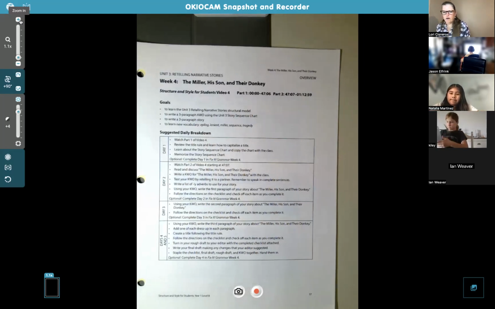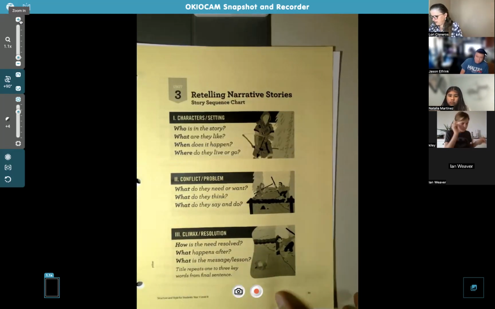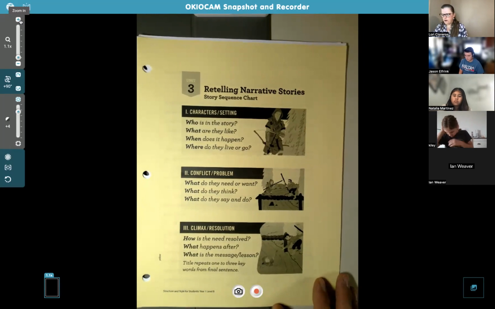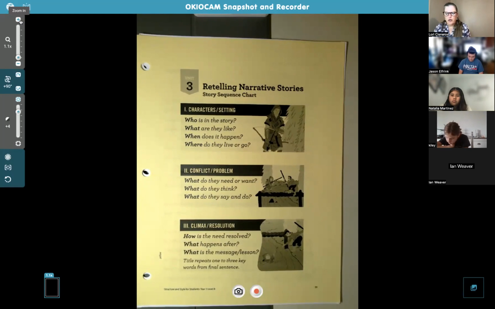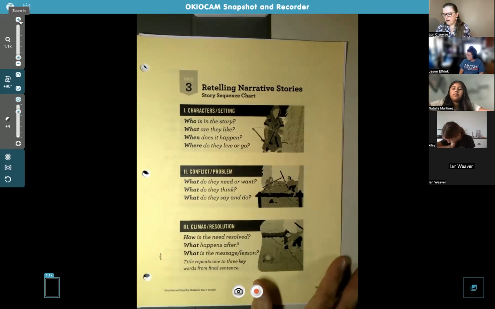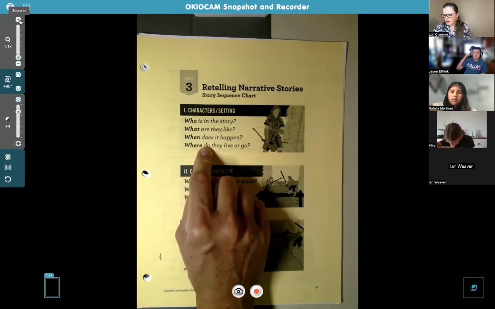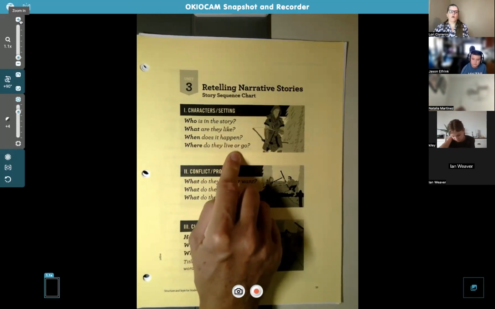This one, we're going to talk about a story sequence chart. Now, before we get too deep into it, I do want you to look at this yellow page here. This is page 39. This is part of the stuff that you took out for week 4. When you have a story or a book or even a movie, there's a pattern that it usually follows, not 100% of the time, but most of the time. And the pattern is in the beginning, it usually introduces the characters and the setting. Who's in the story? What are they like? When does it happen? And where do they live or go?